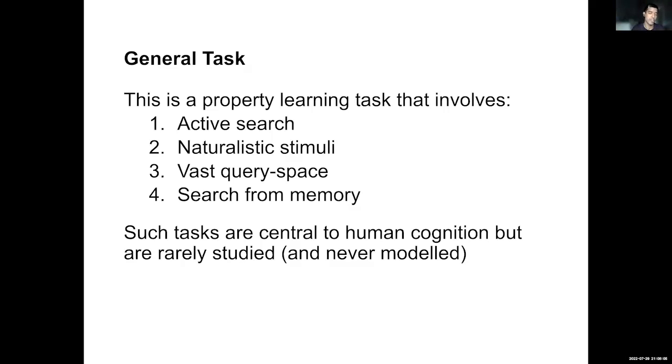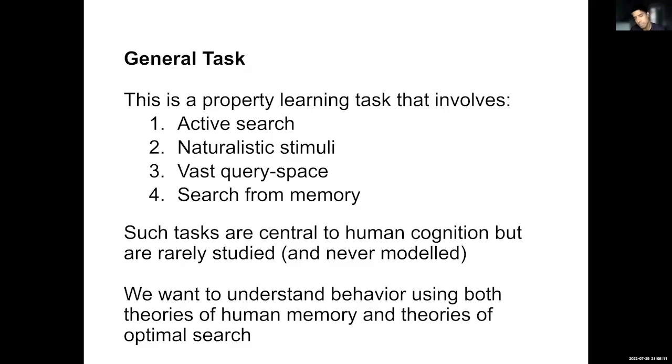Spiciness, in her case, is very much like the y value that my subjects are trying to learn. Okay. So these tasks are important. We want to model them. And we're going to model this behavior in this task using both algorithmic theories of human memory and theories of optimal search. In other words, we're going to specify human behavior on multiple levels of Marr's analysis, both on the algorithmic level and on the computational level.